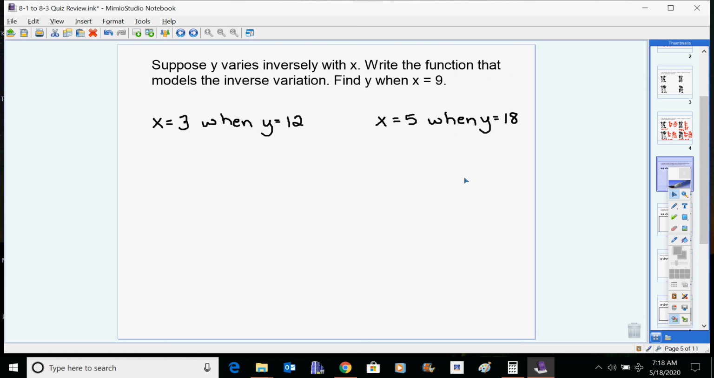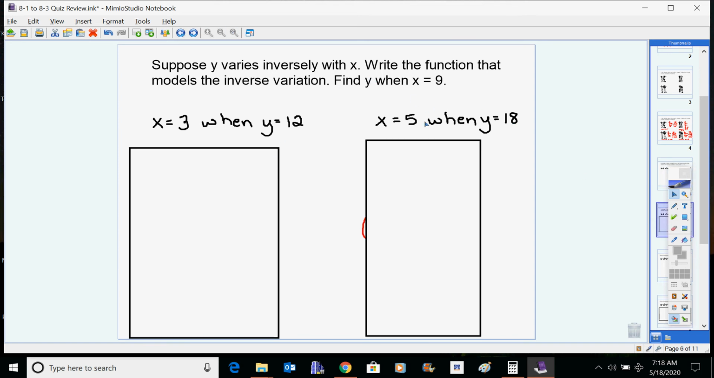Then we move into, well, what if we have an inverse variation, and then we have to find the equation, find the function, and then we have to find out a value when you are given another value. Make sure that in this case you're finding both. So you need to find the constant of variation in order to do this.